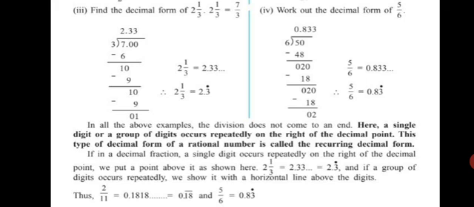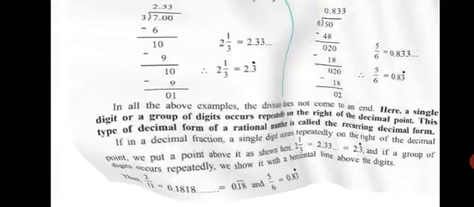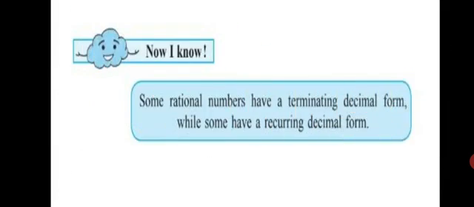So that's all. Now what have you learned from this? Now I know some rationals have a terminating decimal form, that is their remainders are 0, while some have a recurring decimal form. Recurring means the remainders are not 0, and sometimes in the quotient you will see digits repeating, which are written with a point on top if it's a single digit repeating, and if more than one digit is repeating, you put a horizontal line. So with practice you will be able to do this in a very simple way.